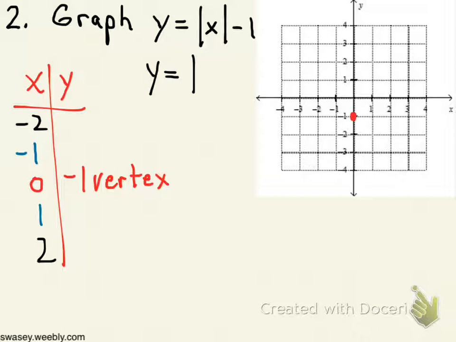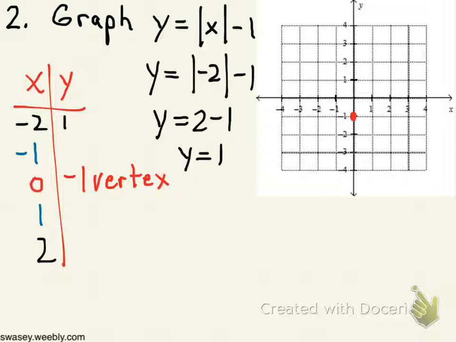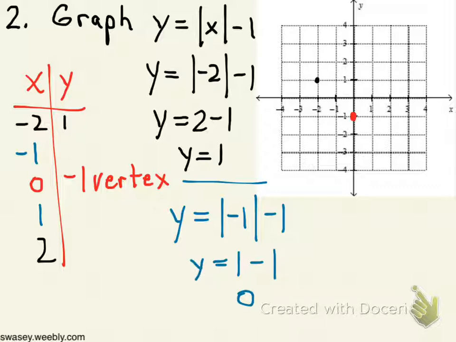We have y equals absolute value, -2, and then -1 outside of the absolute. Absolute value -2 is 2, and then 2 minus 1 is 1. So we have a point at -2, 1. We can put in the -1. Absolute value of -1 is 1. 1 minus 1 gives us 0. So when we put in -1, we get 0 out. Now if we put in 1, absolute value of 1 is 1. 1 minus 1 is 0.